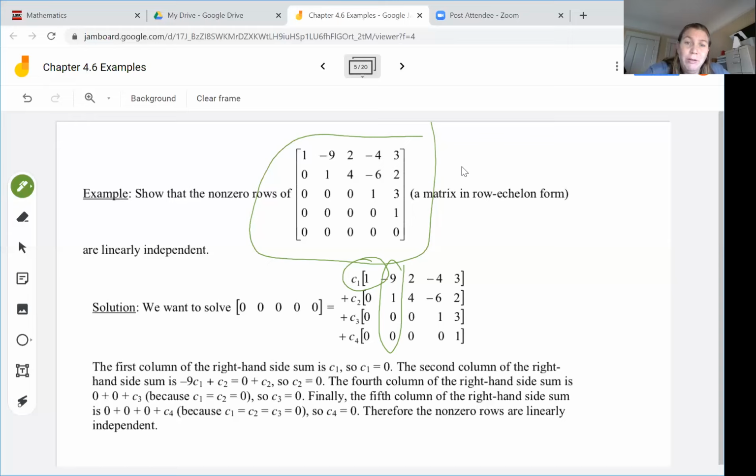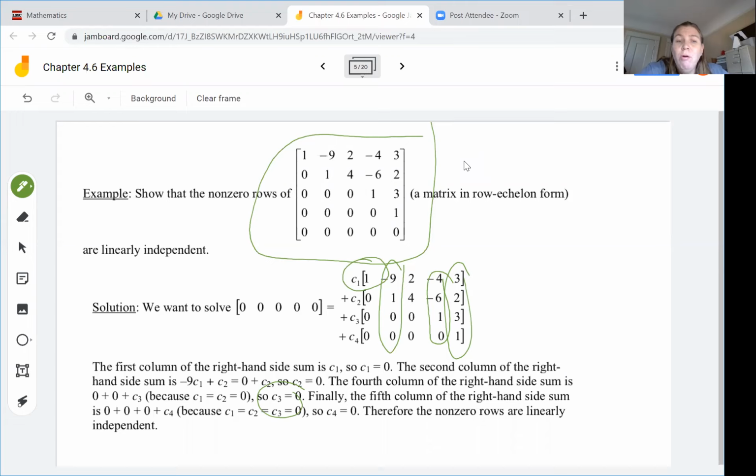The fourth column on the right-hand side sum is 0, 0 plus C3. We know the third column is zeros now because C1 and C2 are 0. So the fourth column here is 0, 0 plus C3, because C1 and C2 are both equal to 0. To get 0 here, the only possibility is that the constant C3 equals 0. And then if we look at the fifth column, the only possibility is that C4 is 0, because we know C1, C2, and C3 are all zeros. So C4 must also be 0 if we want to get a sum of 0.